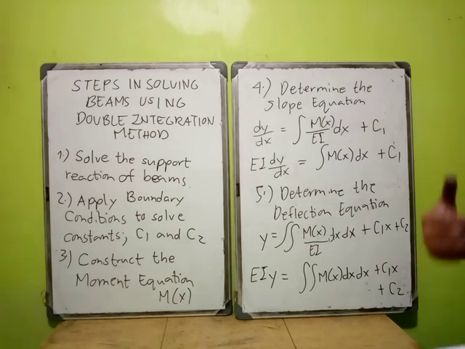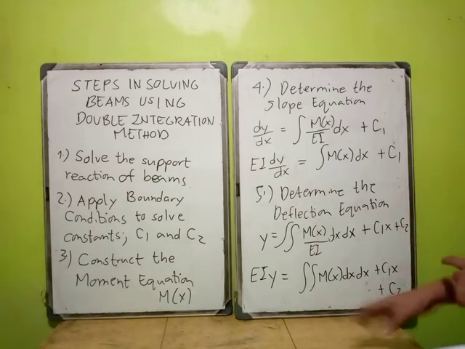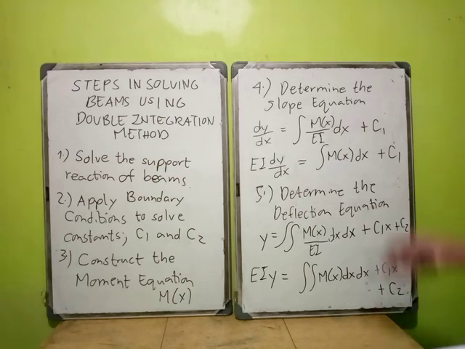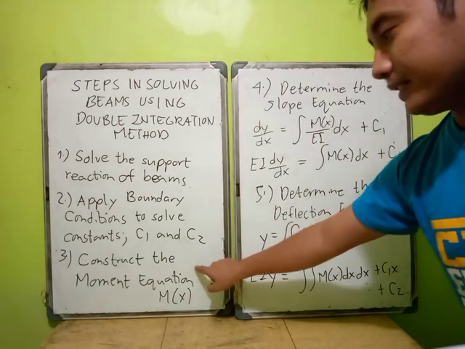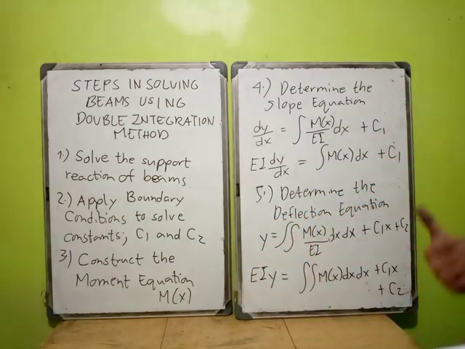And after that, if it is asked what is the deflection at distance x equals something from the left support, you can already solve it if you have determined the slope equation and the deflection equation respectively. So maybe in the next videos we'll have examples, and then in the fourth part of this series we will discuss the third step, how to construct the moment equation. Okay, so please watch the next set of videos.